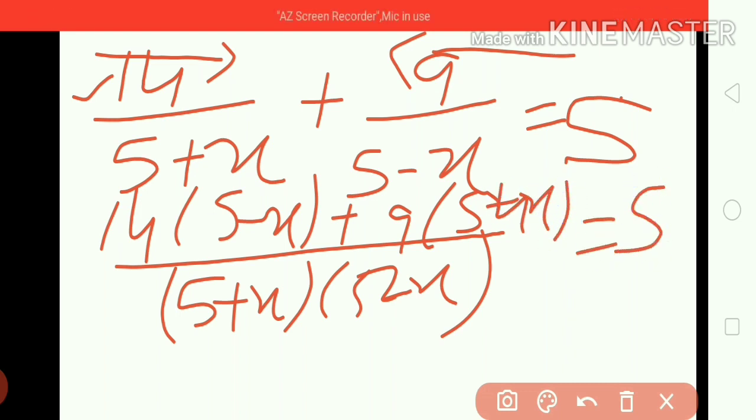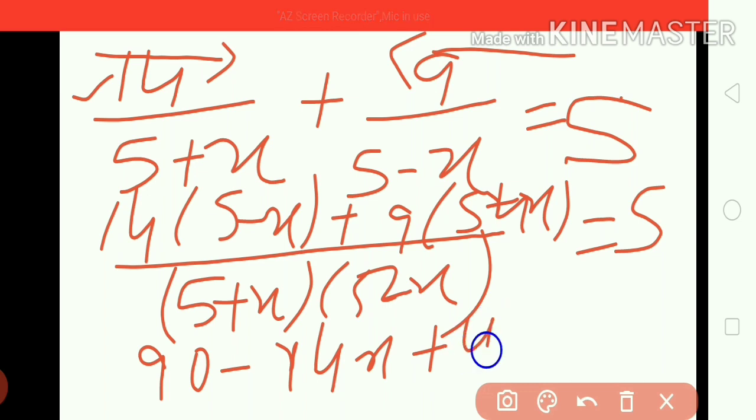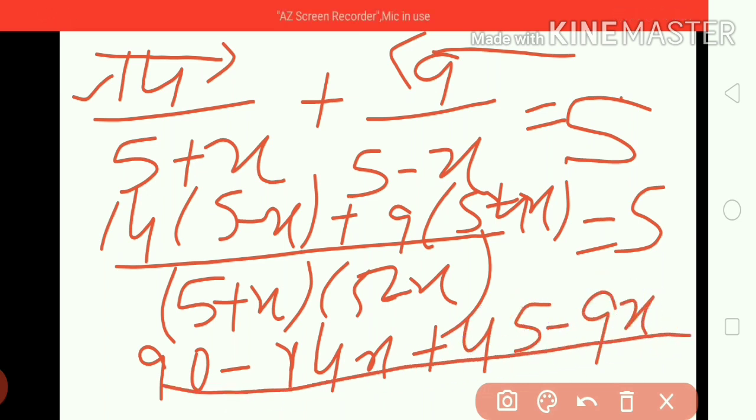Now let us solve. 14 fives are 70, 14 into x is 14x. 9 fives are 45, minus 9x, and it is divided by (a plus b) into (a minus b), that is a square. 5 square is 25 and x square is x square, and this is equal to 5.